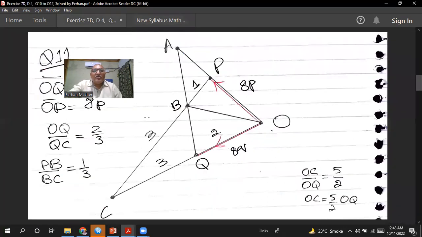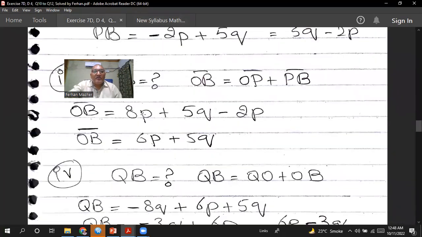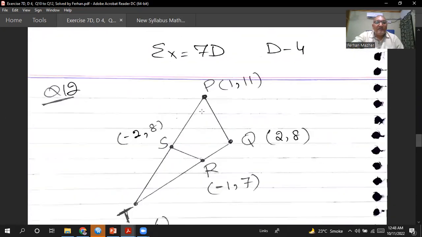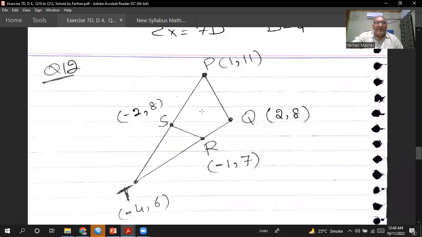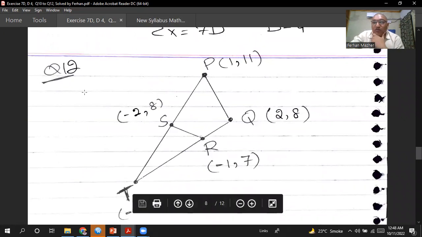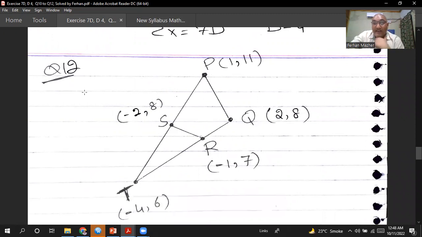Okay, so let me go to the question number 12. So we are going to the question number 12. So this is the diagram they have given. So that's the diagram. You can also draw this. You see, whenever I solve the questions, I make a big diagram. So that makes the work easy.